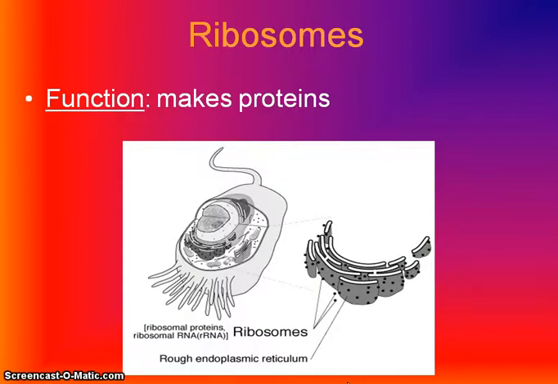Ribosomes are also a very important organelle. Their function is to make proteins. So as I mentioned, some of them are attached to the rough endoplasmic reticulum. The ones that are attached to there make proteins to be shipped out of the cell. There are also little ribosomes that will float by themselves throughout the cytoplasm, and those ribosomes will make proteins for inside the cell.